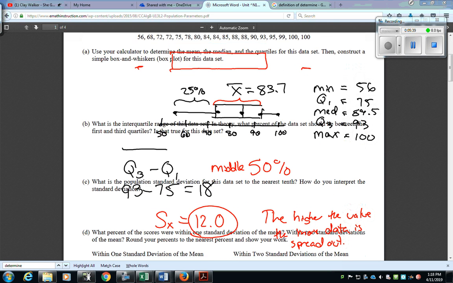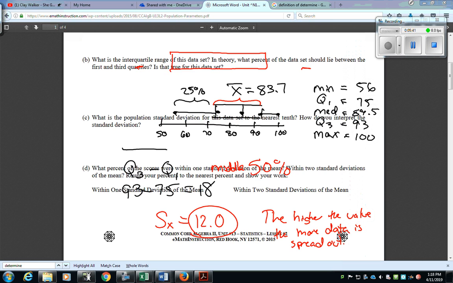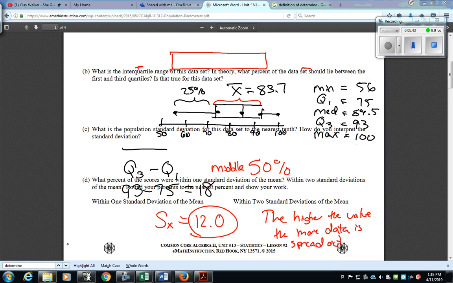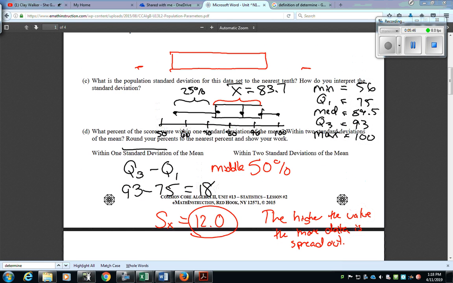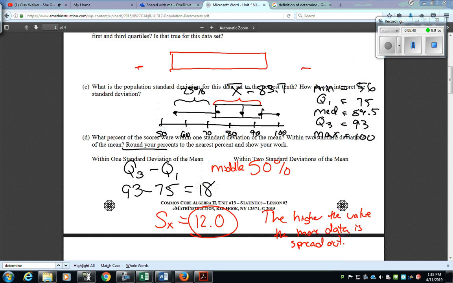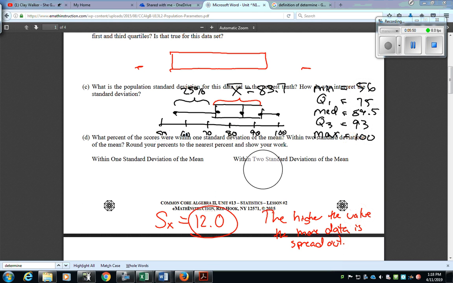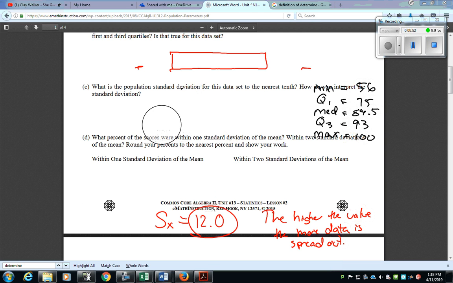Now, in the case of part D, I'm going to go ahead and kind of erase some of this. I'm going to erase the box plot as well. So we knew the mean was 83.7. So you're trying to find the percentages around that standard deviation. Well, it's 83.7. Now, we have to do plus and minus that 12.0.